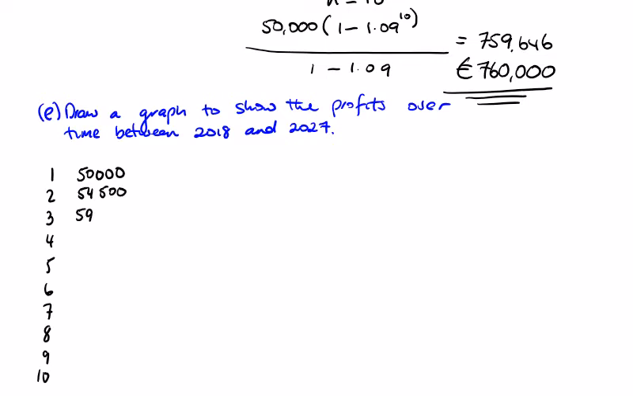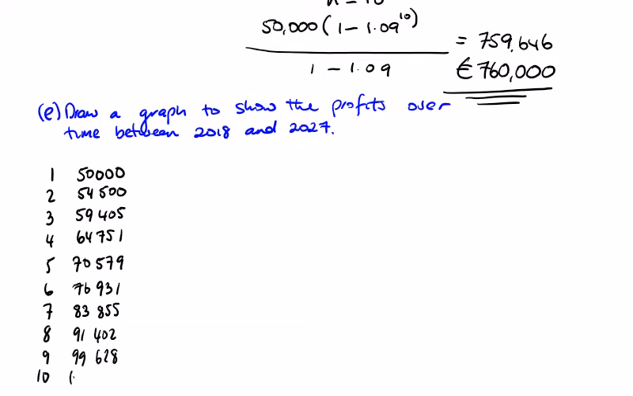You're going to get 59,405. I'm just going to round them off to the nearest euro. Then you're going to get 64,751. Then you're going to get 70,579. Then you're going to get 76,931, 83,855, 91,402, 99,628, and finally 108,595.